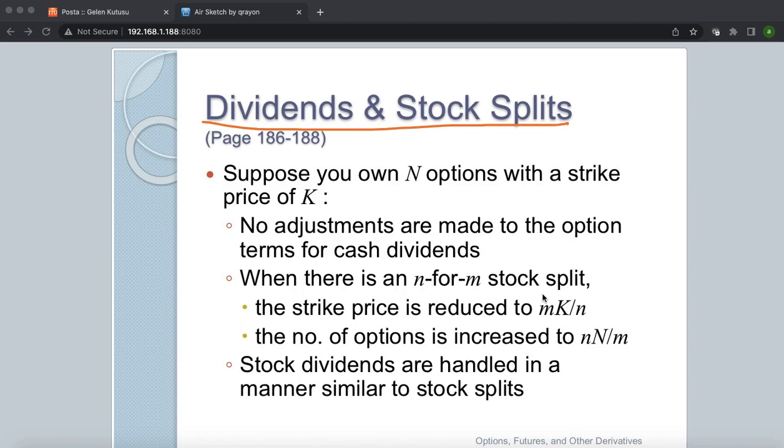In our example here, if we have n options with a strike price of K, no adjustments are made to the option terms for cash dividends. When there is an m for n stock split, the strike price is reduced to m times K over n. So for the stock split, the strike price is scaled proportionally, and the number of options is increased to small n times n over m. Here n describes the number of options that we hold. And stock dividends are handled in a manner similar to stock splits.